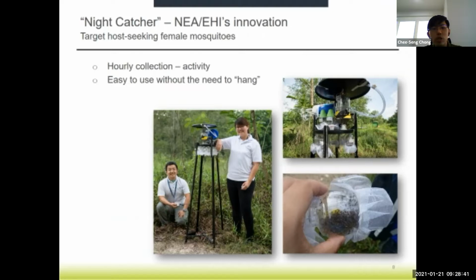It's really a modification of the CDC light trap where we incorporated a turning disc to log mosquitoes based on the fixed situation that we log onto. And because we arm it with a physical structure, there's no need to hang this trap anymore.